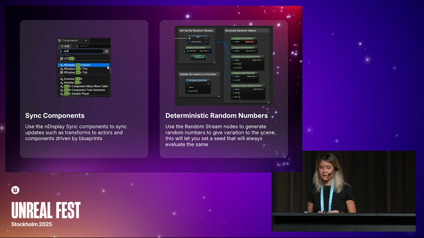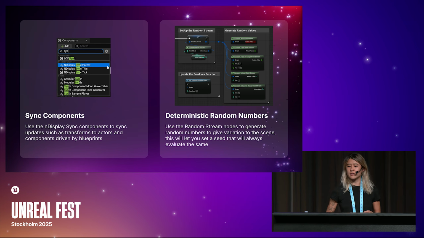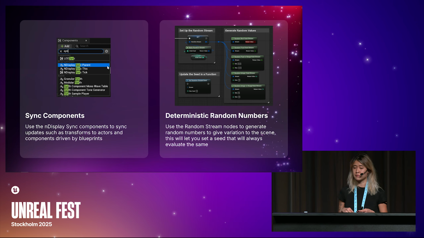And also using random values is a big one that can sometimes be non-deterministic. So use the random stream that you can set a seed on. You can set a seed value for it to start generating the numbers from. And you have all your different data types like float, int, whatever you want. So use those instead.